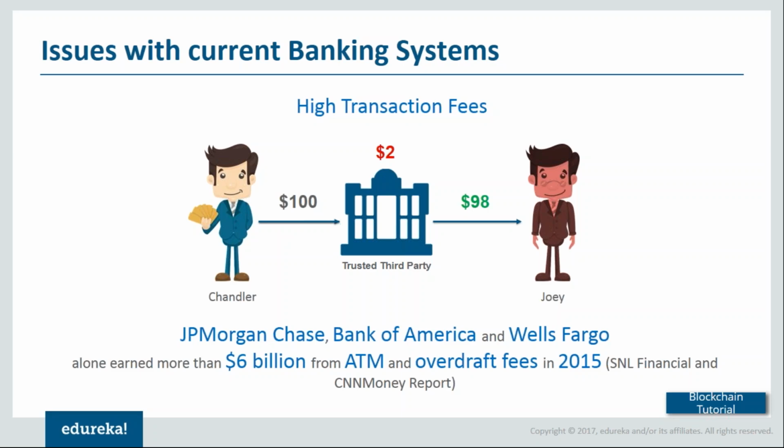If you look at what is given here, in the year 2015, three organizations, that is JP Morgan, Bank of America, and Wells Fargo, made close to $6 billion just from ATM and overdraft transaction fees. So this is a very huge amount. And most banking and financial organizations depend on these kinds of fees as their source of income as well.